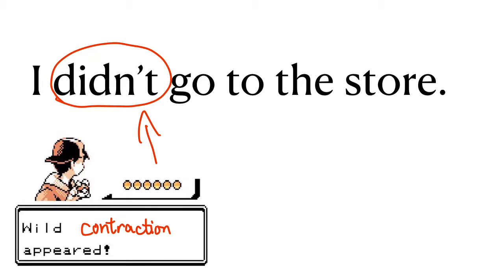Let's take a look at a simple sentence. I did not go to the store. And another simple sentence. I didn't go to the store. Two sentences, they mean the exact same thing, but there's a slight difference between the two. And it's that word right there, didn't. What I did was I replaced did not with didn't. The word didn't is what we call a contraction.